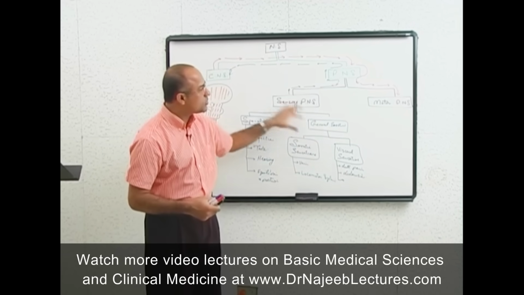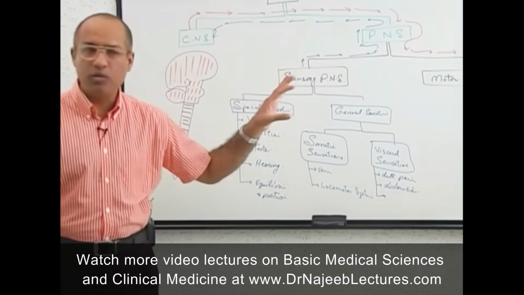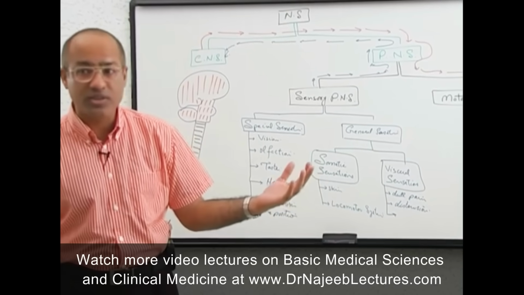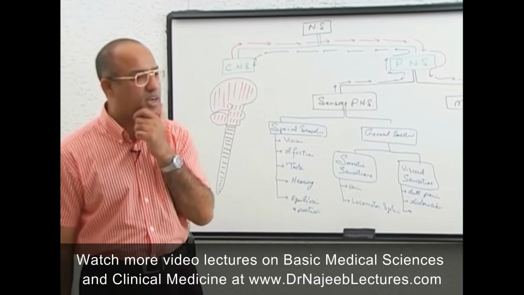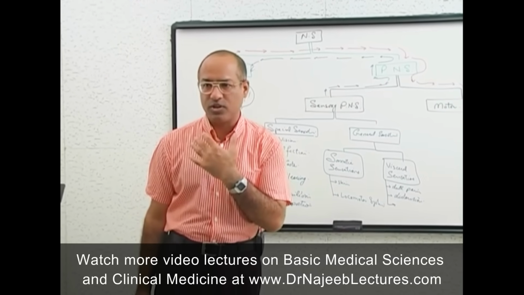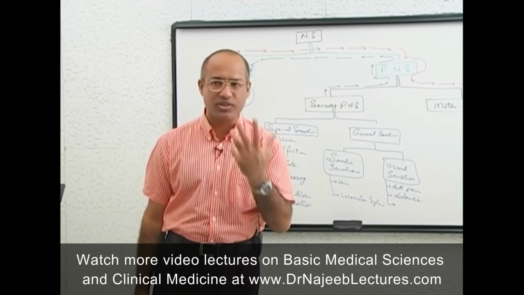So of all the sensations going to the central nervous system, some go to the conscious level, but many of them do not. Okay, just by the way, there's a question: which part of the central nervous system determines the level of consciousness?